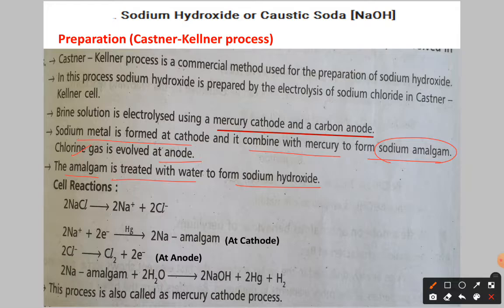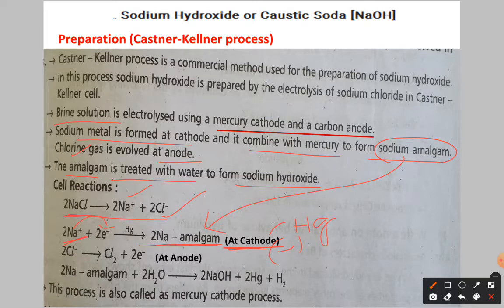Let us see the equations here. Brine solution is nothing but sodium chloride. Now you can see it goes through electrolysis, so you get Na+ and Cl- ions. The cathode is mercury, the amalgam. The cathode has a negative charge, so it attracts the positive charge. Sodium is the positive charge, and it takes an electron and forms sodium amalgam.